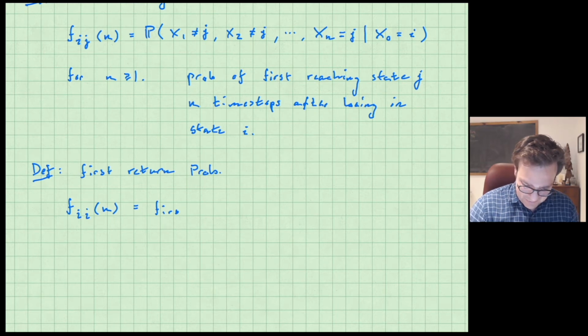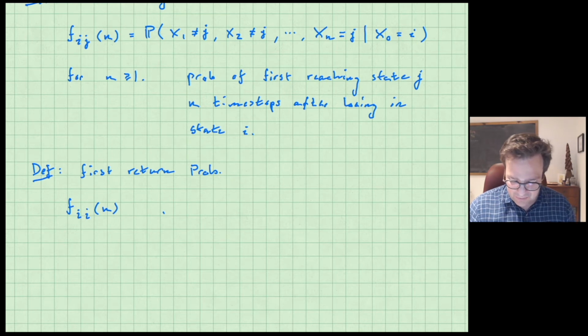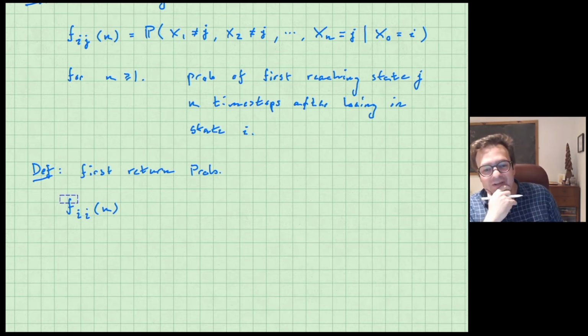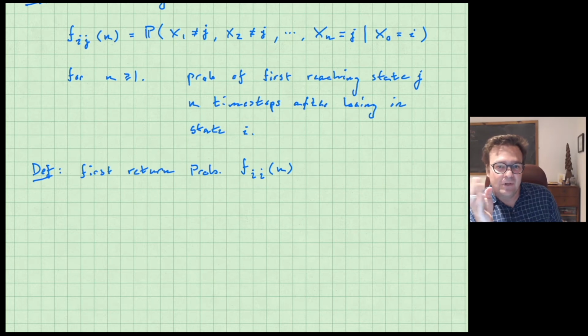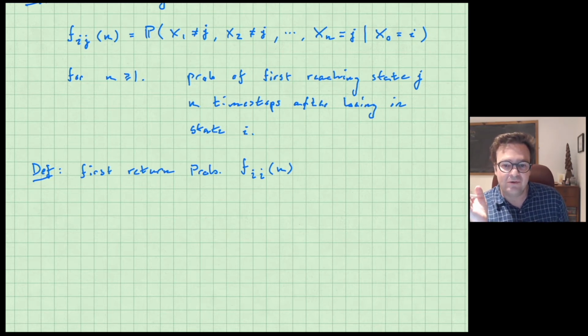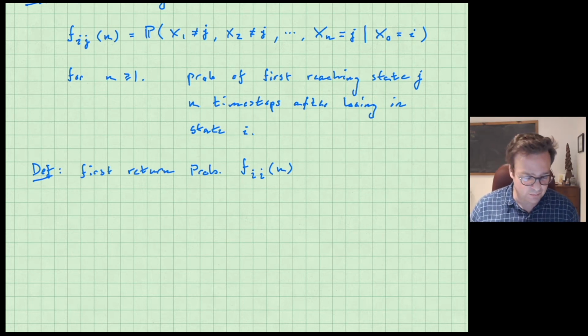It's all in terms of what you saw above, right? So the first return probability is just this, and it's saying that you start off in state I, you go out and wander around, you have a sequence of states that you go through that don't include state I, and then after n time steps, when you get to the nth element of that sequence, you find yourself back in state I again, right? So that's the first return probability.